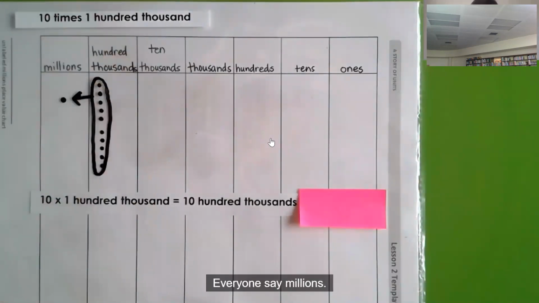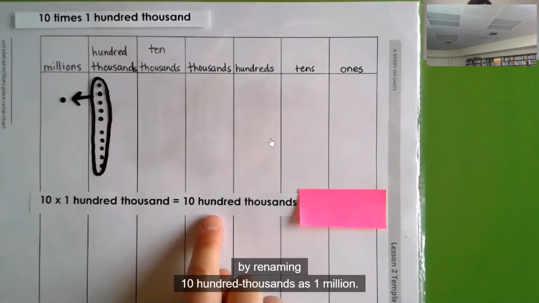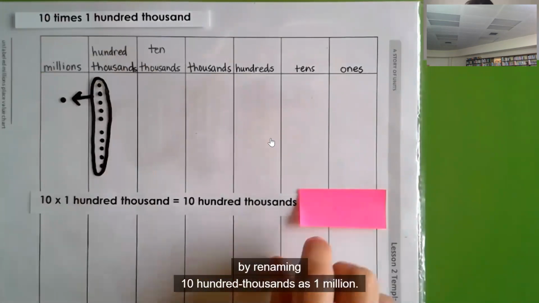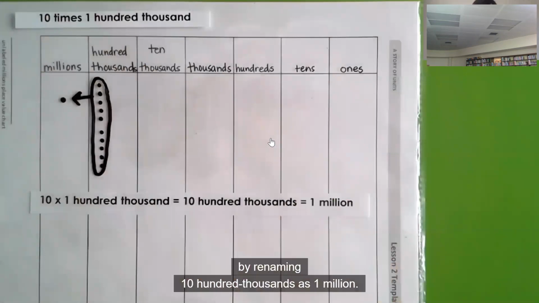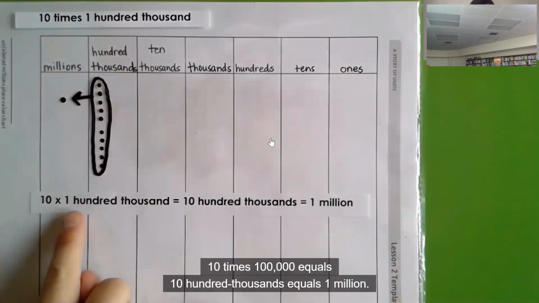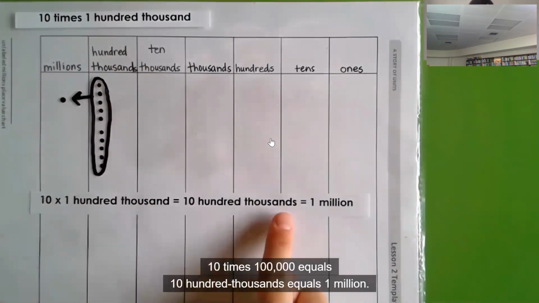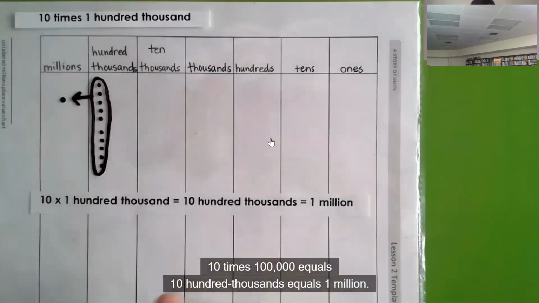Everyone say millions. Label millions on your place value chart now. And now we can continue our multiplication sentence by renaming 10 hundred thousands as 1 million. Let's read this whole equation. 10 times 100,000 equals 10 hundred thousands equals 1 million.